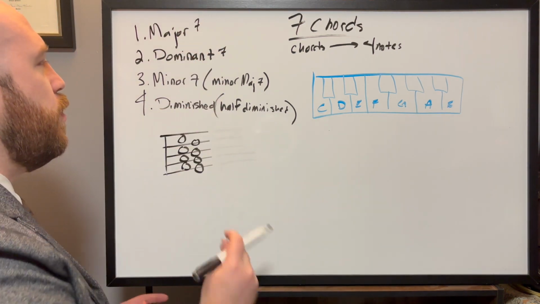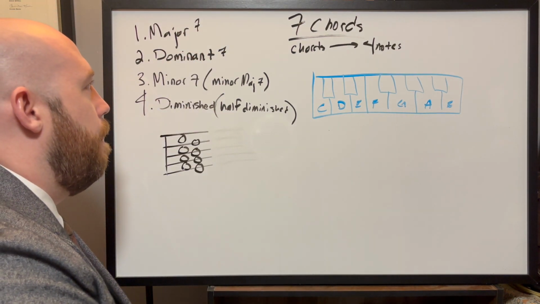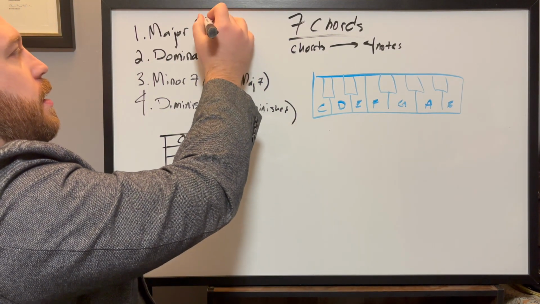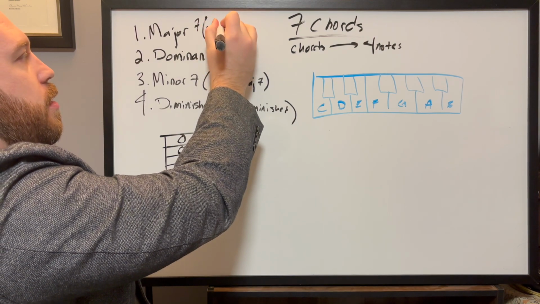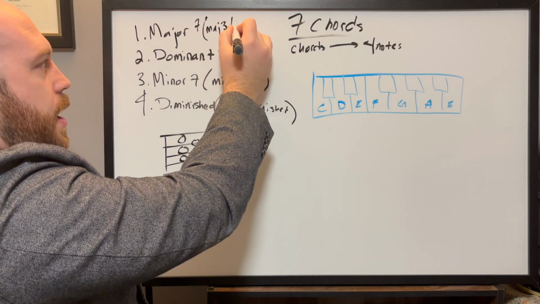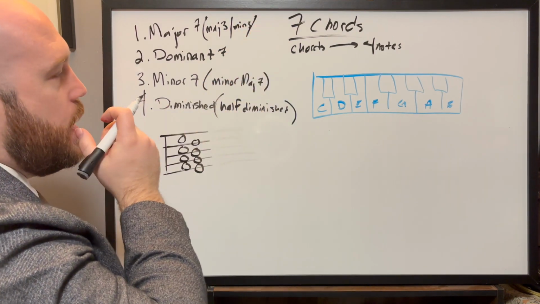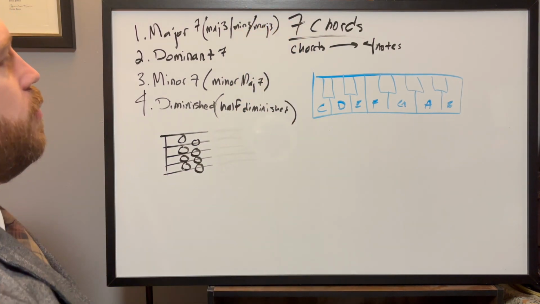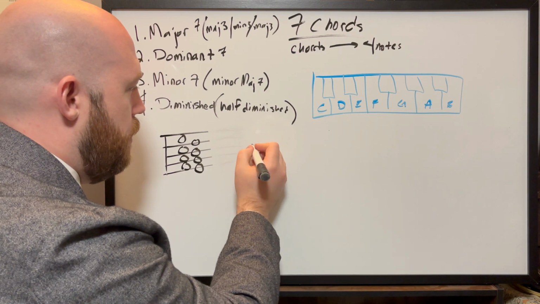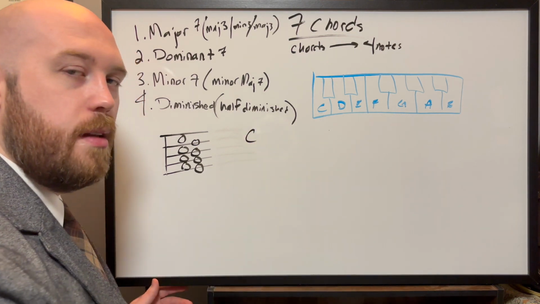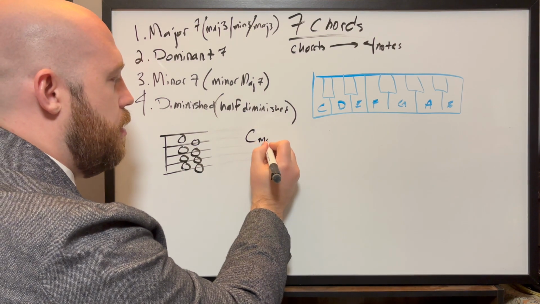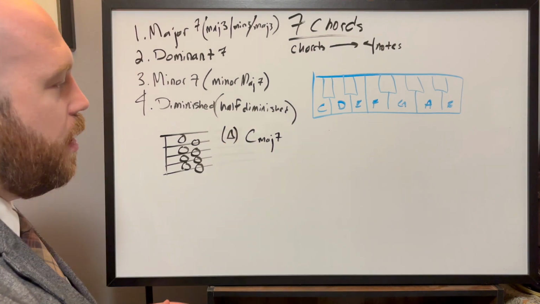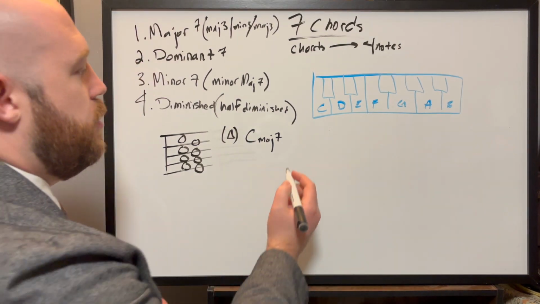So start with major 7. It starts off just like a major triad. It's a major 3rd interval, and then a minor 3rd interval, and then a major 3rd interval. So let's do this with C. These are also the symbols. Sometimes it's written major 7. Sometimes you'll see it as a triangle. That also means major 7.